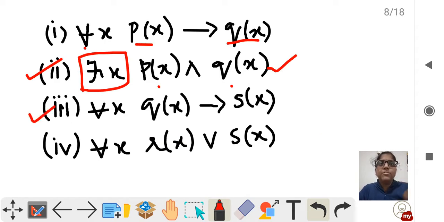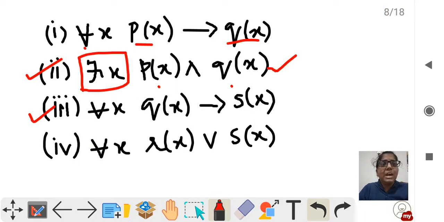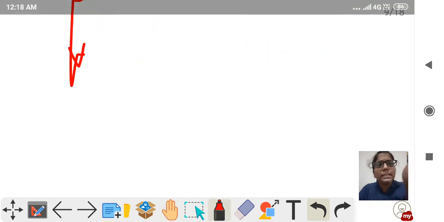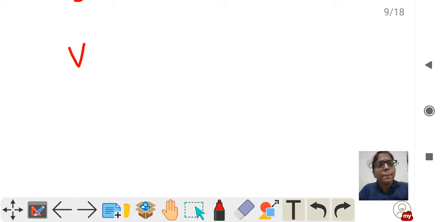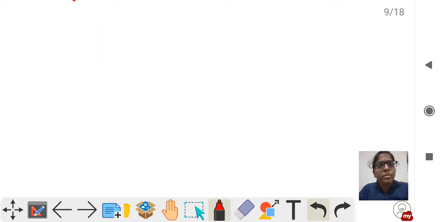So the third one is for all x, Q(x) implies S(x). What is Q(x)? It is x squared greater than or equal to 0. S(x) is x squared minus 3 greater than 0. We have to see the implication statement, and for all x it is a universal quantifier, right? So for all x, we have to prove Q(x) implies S(x).